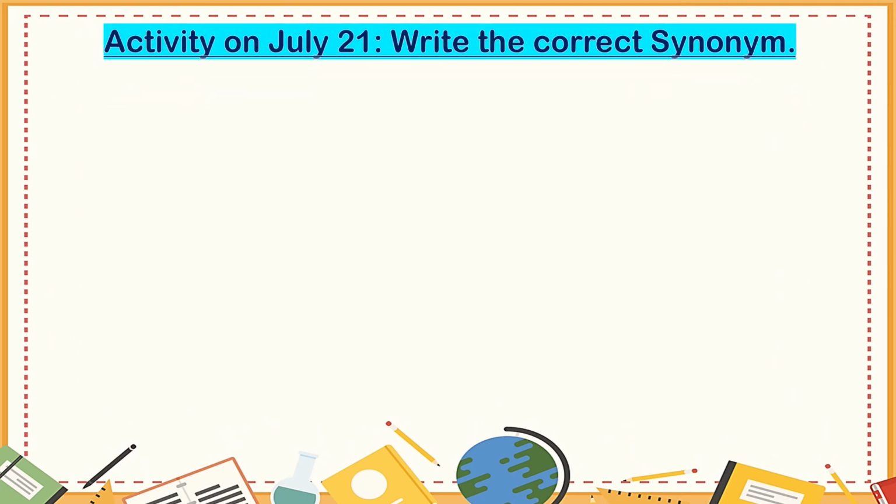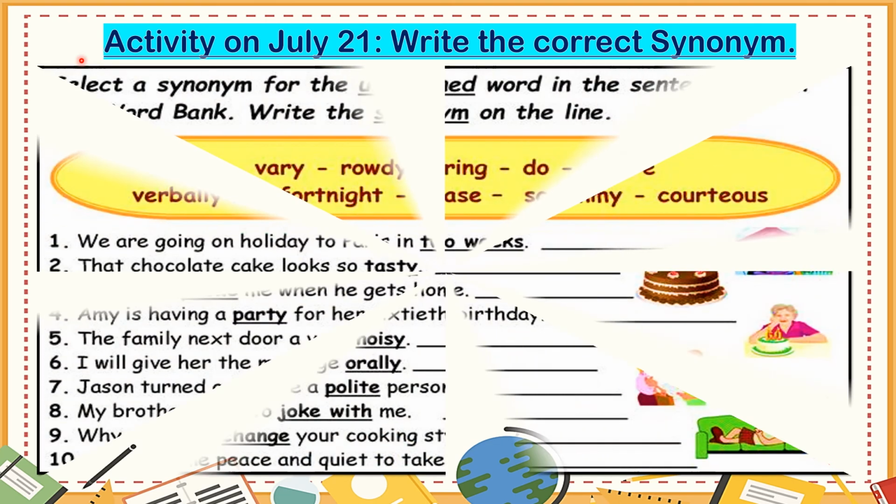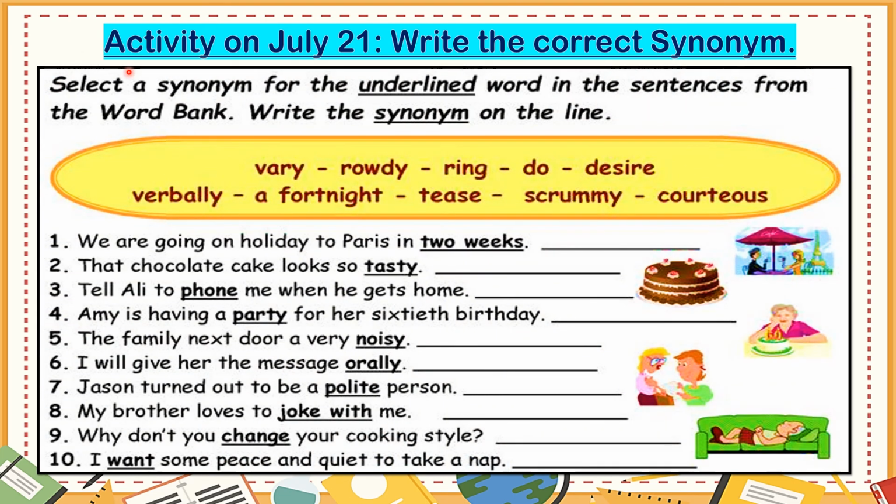Now class, it's time for me to give you an activity. Please write the correct synonym. In here, class, you're going to select a synonym for the underlined word in the sentences from the word bank. Write the synonym on the line. So number 1, let's do it. We are going on holiday to Paris in 2 weeks. What do you think is the synonym of the underlined word? Okay, so you have to choose the answer from the box in here. Good luck, class!